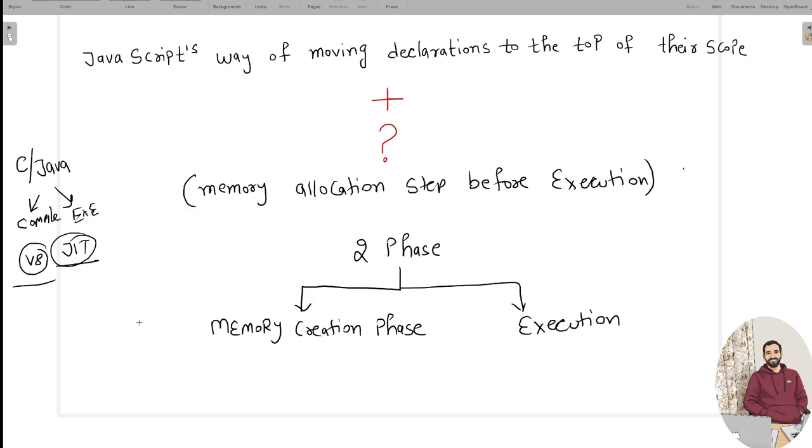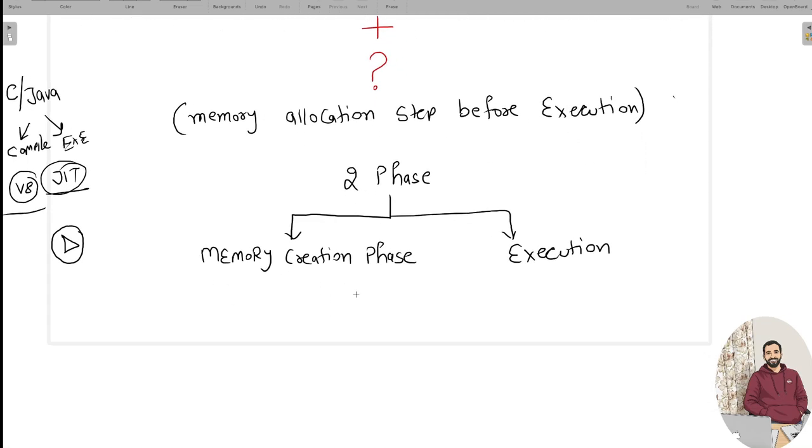So what happens? When we try to execute the JavaScript code, the JavaScript engine scans and compiles part of our code right before execution. This creation phase is called hoisting or memory allocation. It happens just before the execution starts, or just before the execution context is created, like the call stack and everything.